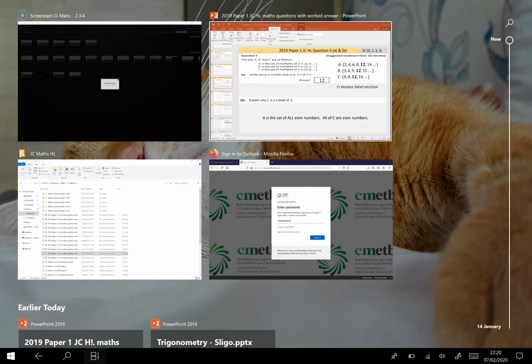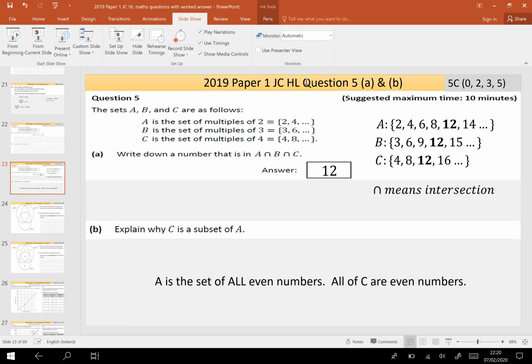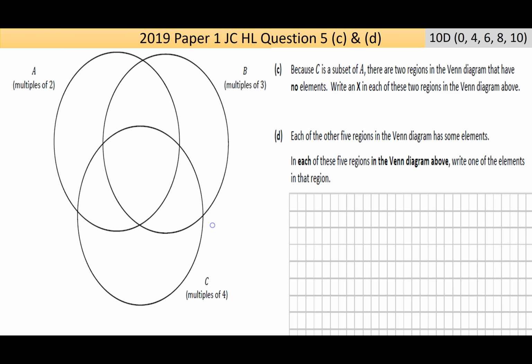Now, welcome to the 2019 Paper 1 of the Junior Cert Higher Level. So, I'm just going to get started here now on question 6.